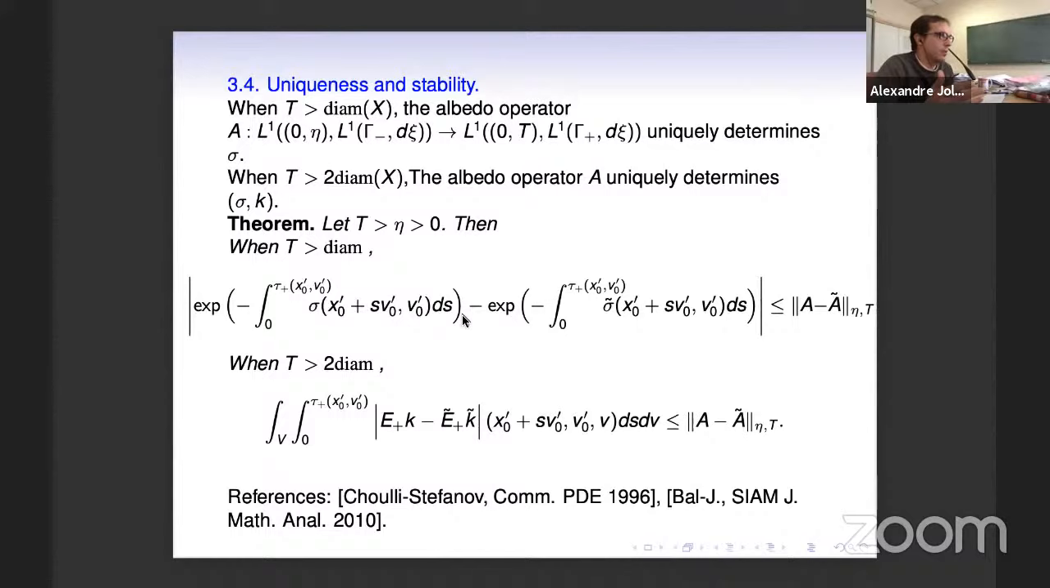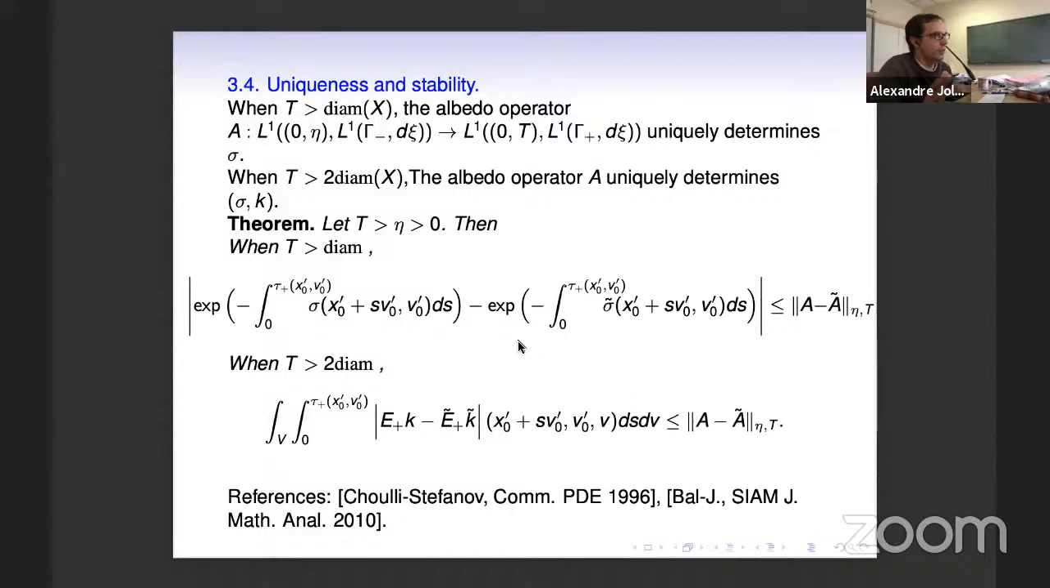But if the scattering K is always positive, so assume that K never vanishes on the domain, and assume that K and sigma have some symmetry assumption. The symmetry assumption is that sigma(x,v) is equal to sigma(x,-v), and K(x,v',v) is equal to K(x,v,v'). So in that case, if you collect these three conditions, then you can prove that you do not have any gauge invariance.